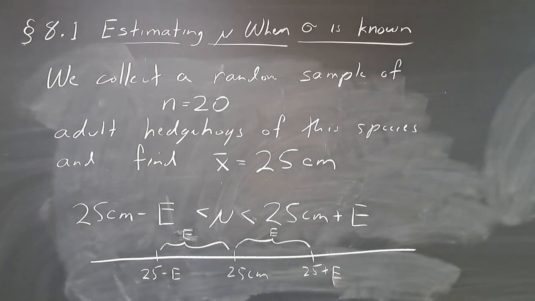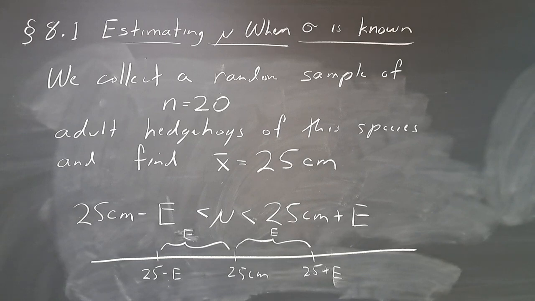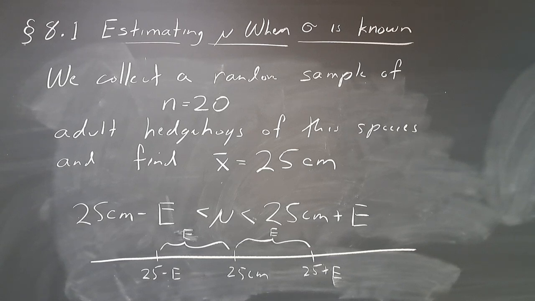So on a number line, that's going to look like this. We have an interval that goes from 25 minus E to 25 plus E. Obviously, 25 centimeters is right in the middle. And we want to be 90% sure that that contains our population mean mu. Obviously, the bigger we make E, the more sure we are that mu is in there, but the less that we're actually saying.